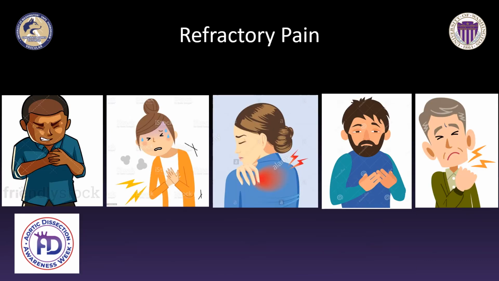Lastly, refractory pain is also a reason to operate. And what I mean by refractory is that this is continuous pain despite best medical management. This is somebody in the hospital, we've admitted them, they're on blood pressure control, their blood pressure is well controlled, but they continue to have pain. And the pain is usually in the chest or the left shoulder or the upper back. So that is also a reason to operate.